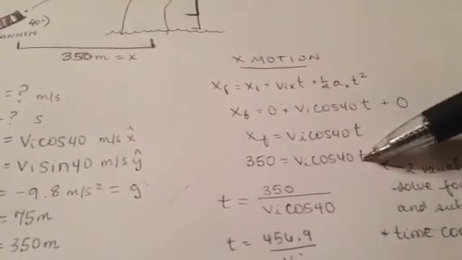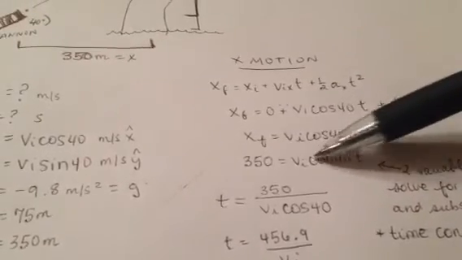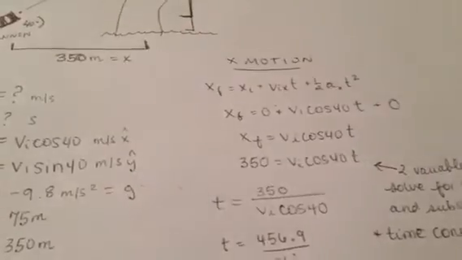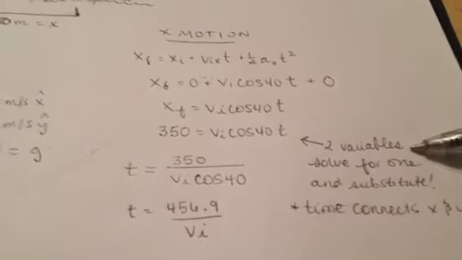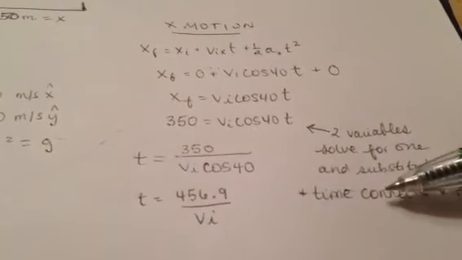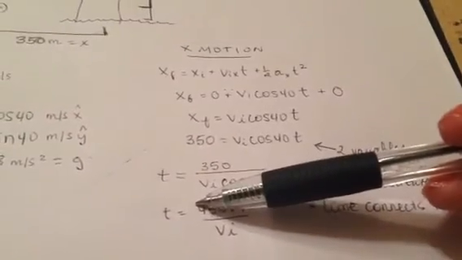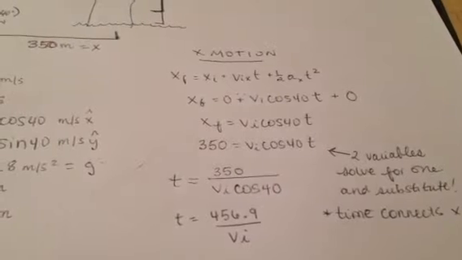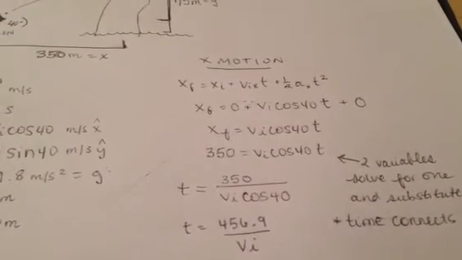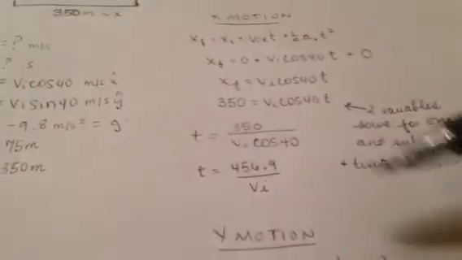But wait, we have two values that we don't know. We don't know the initial velocity. We know the component of the initial velocity, but we don't actually know vi. And we don't know time. So what do we do? When you have two variables, you need to solve for one and substitute it into another equation. Because time connects the x and y, we can solve for time and use that in the other formula, and that will connect the x motion and the y motion together.